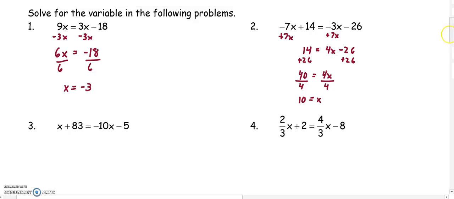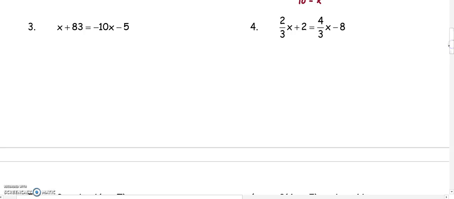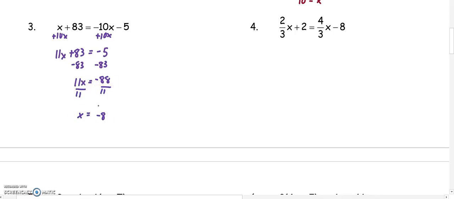Number 3, we have x plus 83 equals negative 10x minus 5. So my smaller variable here is negative 10x. So I'm going to add 10x to both sides. 11x plus 83 equals negative 5. Then to get x by itself, I'm going to subtract 83. 11x equals negative 88. And then divide both sides by 11. X is equal to negative 8.